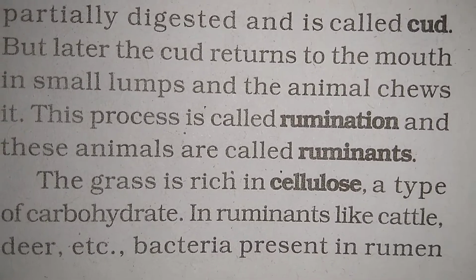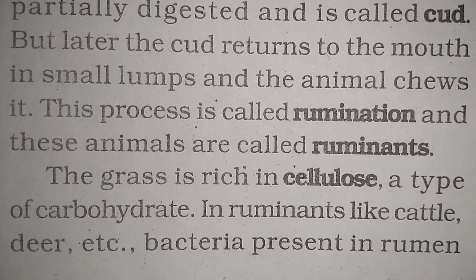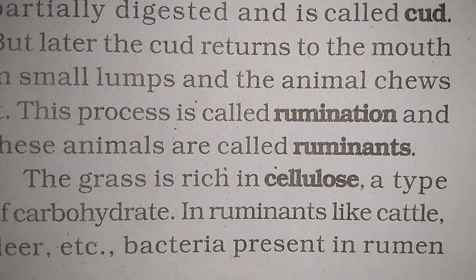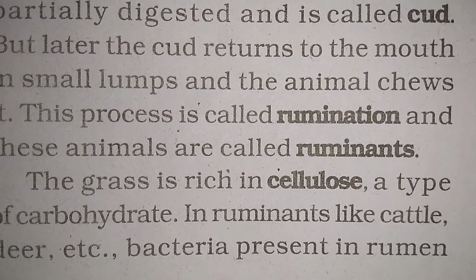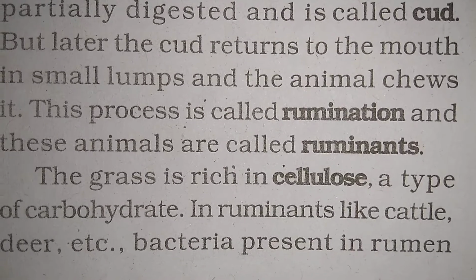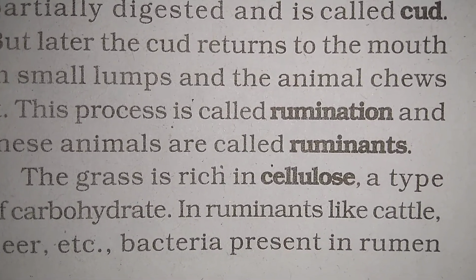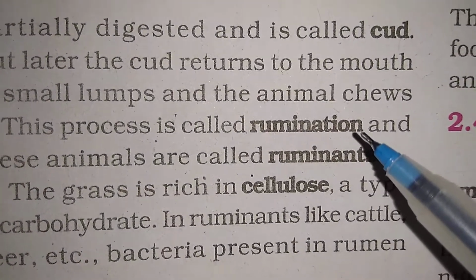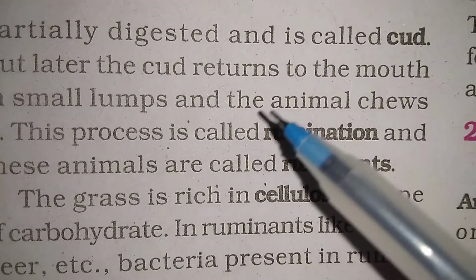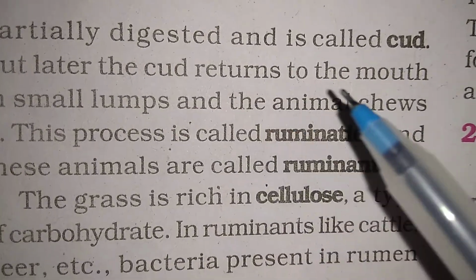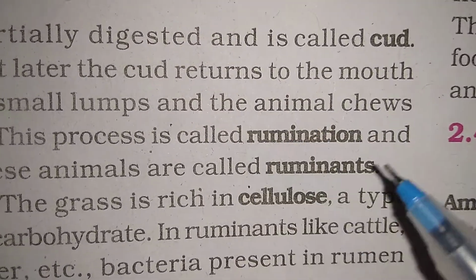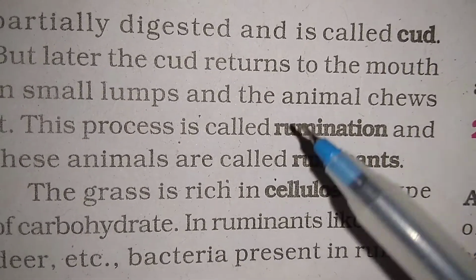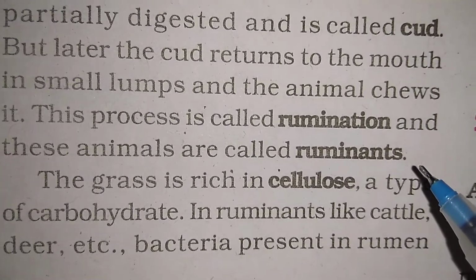But what happens later? Later this cud returns to the mouth in small lumps and the animal chews it. Now, students, these animals bring the cud into the mouth again and chew it, and this process is called rumination. So what is the rumination process? When the animal brings the cud back into the mouth from the rumen and chews it again, this process is called rumination, and those animals that do rumination are called ruminants.